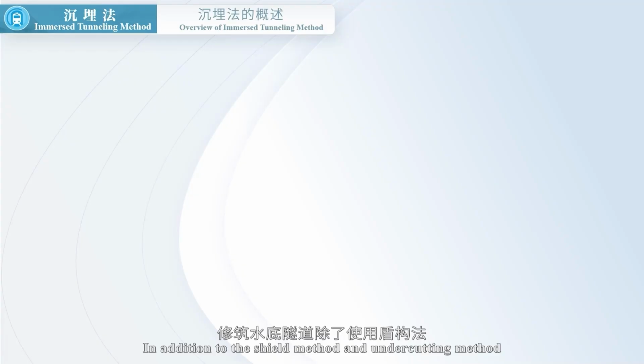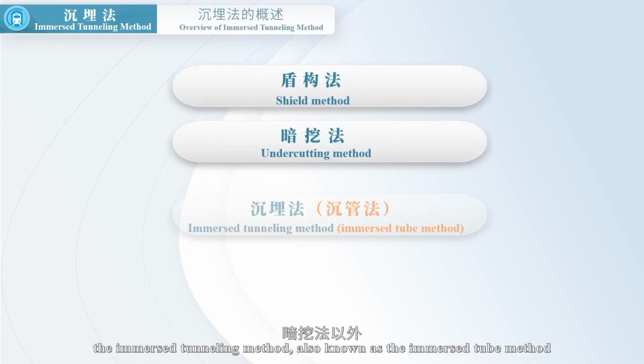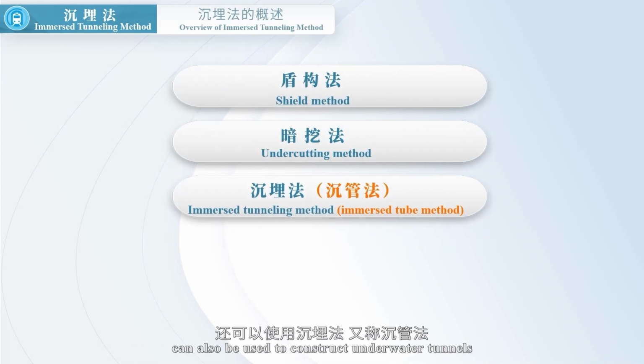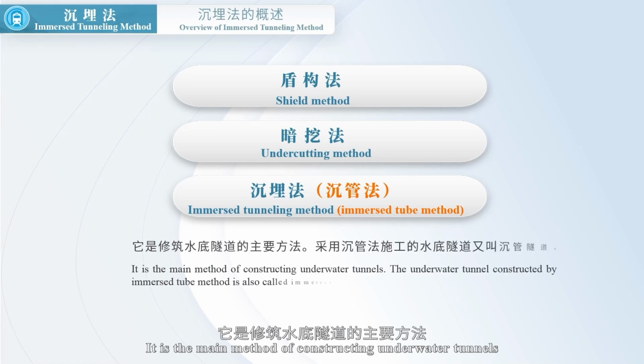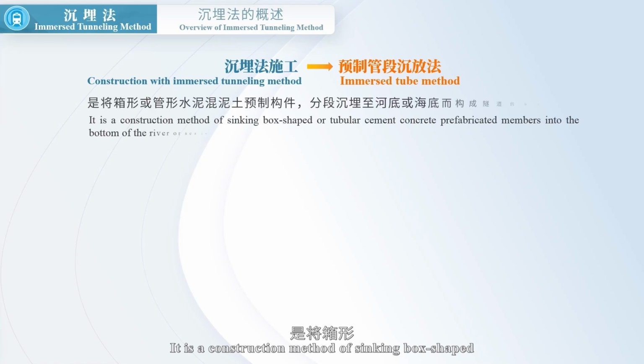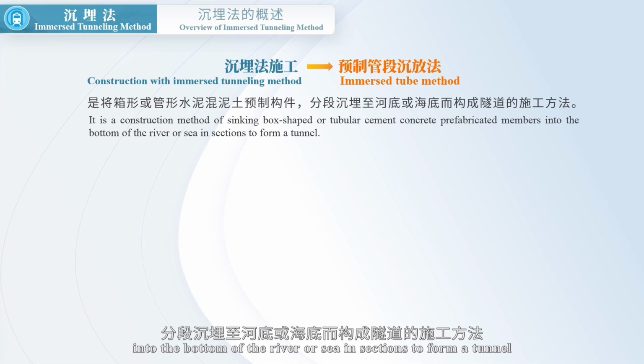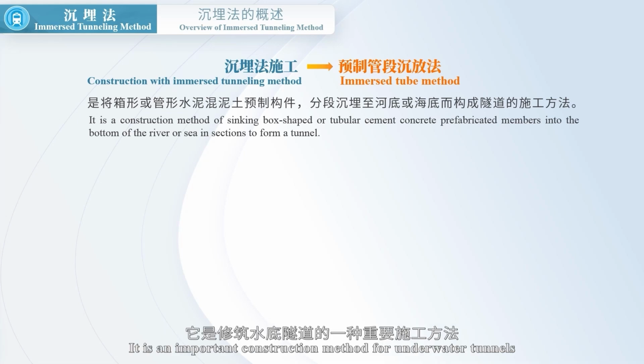In addition to the shield method and undercutting method, the immersed tunneling method, also known as the immersed tube method, can also be used to construct underwater tunnels. It is the main method of constructing underwater tunnels. The immersed tunneling method is a construction method of sinking box-shaped or tubular cement concrete prefabricated members into the bottom of the river or sea in sections to form a tunnel. It is an important construction method for underwater tunnels.